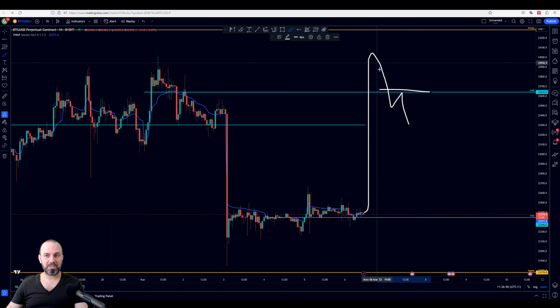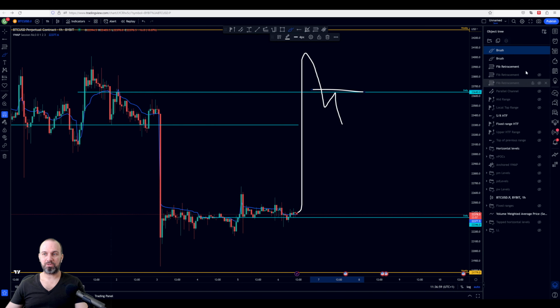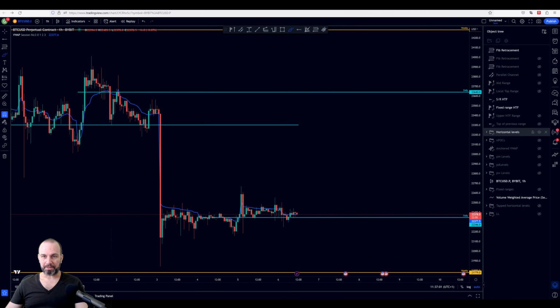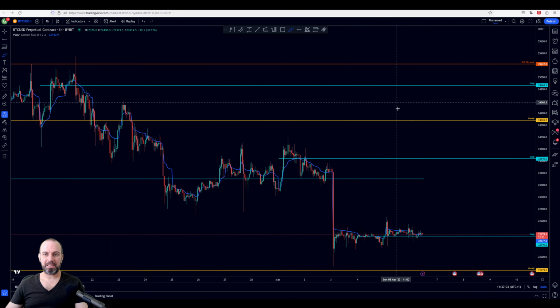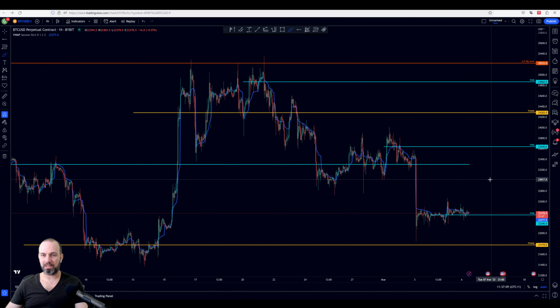So that's why you need to see some sort of rejection. You need to see something like that. It needs to give you confidence to take that trade. But like I said, this would be the next area that I'll be looking for a possible trade. So this daily, this untapped daily plus liquidity here.